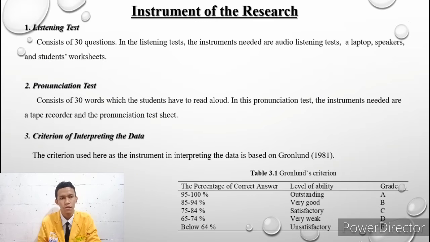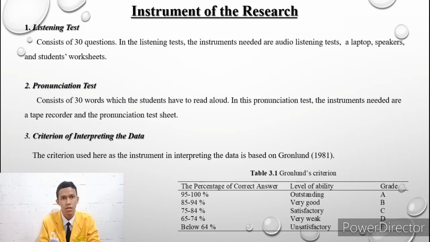And then the instruments of the research. The first is the listening test, which consists of 30 questions, 10 questions on each sound. And then the pronunciation test consists of 30 words, which the students have to read aloud while their voices are recorded. And then the criterion of interpreting the data. The criterion used here for interpreting the data is based on Cronlund 1981, whether they are outstanding, very good, satisfactory, very weak, or unsatisfactory.